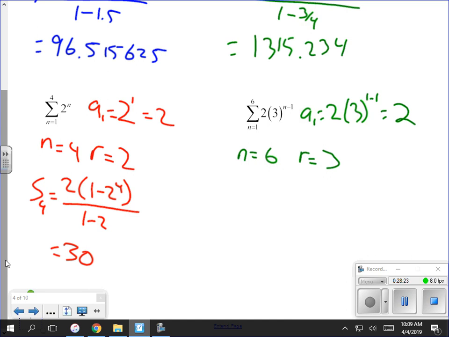Okay, so you put it in the formula. S sub n is equal to 2 times 1 minus 3 to the 6th power divided by 1 minus 3. And you'll end up getting 728.